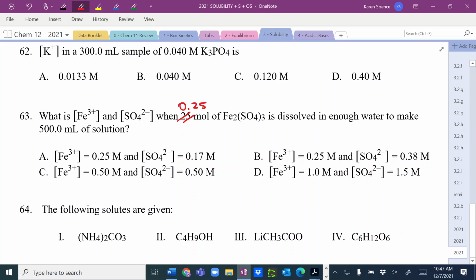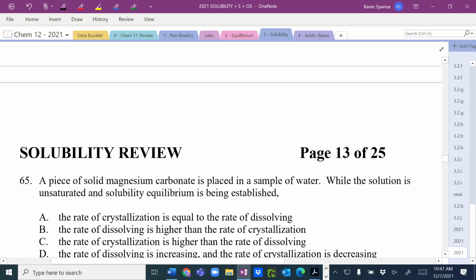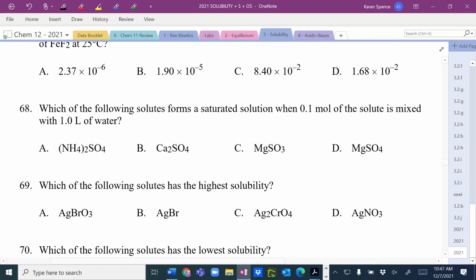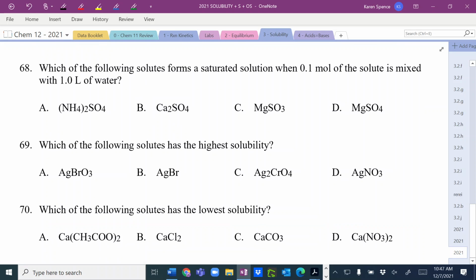69. Which of the following solutes has the highest solubility? Take a look at those anions. You've got silver, silver, silver, silver. Which anion is soluble with everything? Nitrate is soluble with everything, so that's going to have the highest solubility. All the rest of them are going to be low solubility salts.